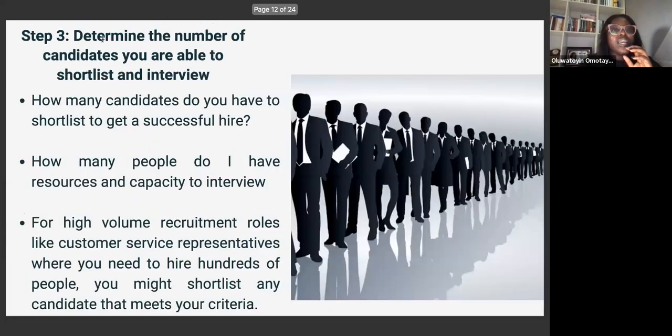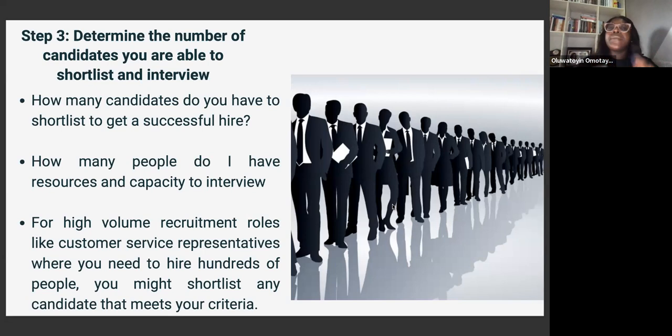Okay, let's move on. Now, the 3rd thing you need to do is to determine the number of candidates you are able to shortlist and interview. Now, you are going to get a lot of applications, and you are not going to be able to interview all of them. In my organization, when we put out vacancies, in a day, we get at least 50 CVs. Now, imagine if we leave that open for a week, we would get at least 350 CVs. Obviously, I cannot, and you also cannot, interview 350 people.